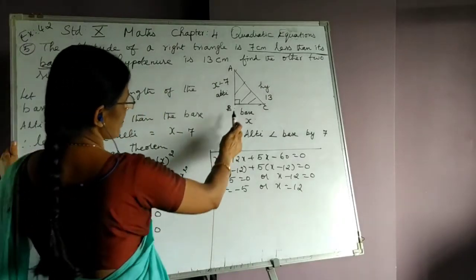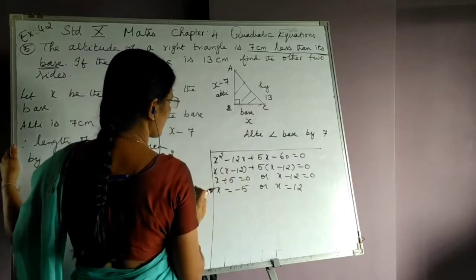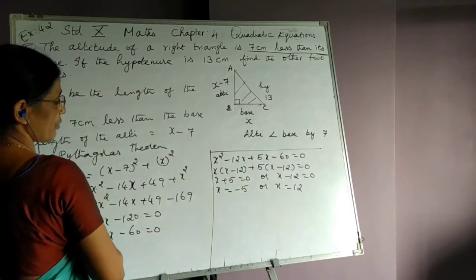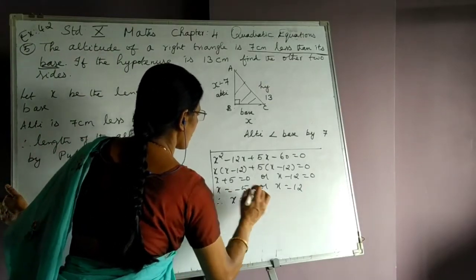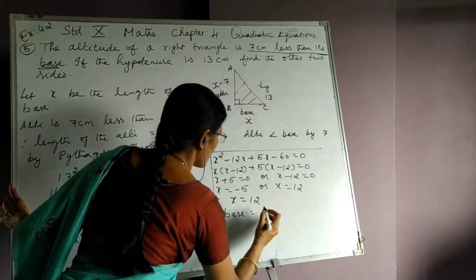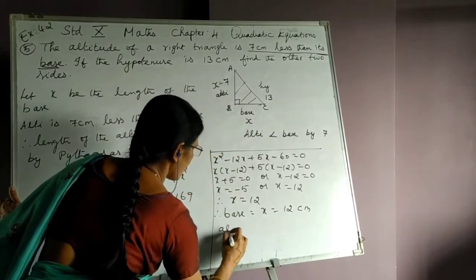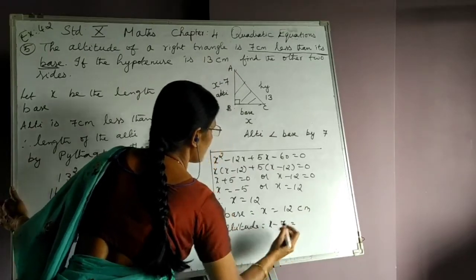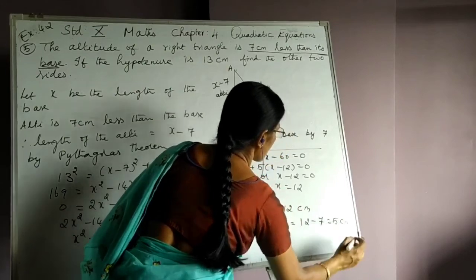What is x? X is the length of the base. It is the distance between B and C. We know distance between any two points is a non-negative real number. Therefore, x cannot be negative. We consider x equal to 12. Therefore, length of the base is x, which is equal to 12 centimeter, and length of the altitude is x minus 7, which is equal to 12 minus 7, which is equal to 5 centimeter.